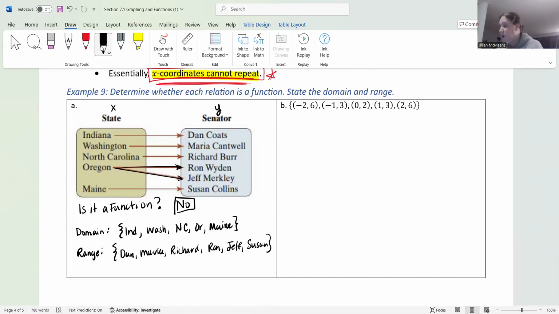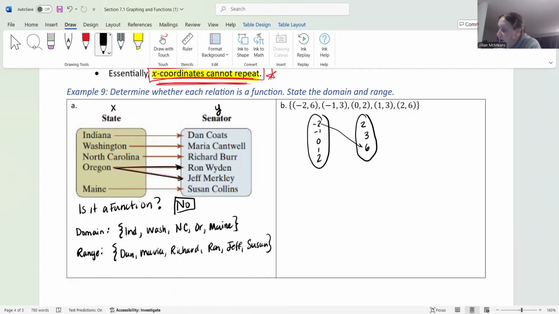Now typically speaking for us, we would see domain and range problems with more generic ordered pairs. So we have the set of ordered pairs (-2, 6), (-1, 3), (0, 2), (1, 3), and (2, 6). If you wanted to do the little information bubbles, you could. You would want to list your x's: -2, -1, 0, 1, and 2. And then if I go in order, we have 2, 3, and 6.